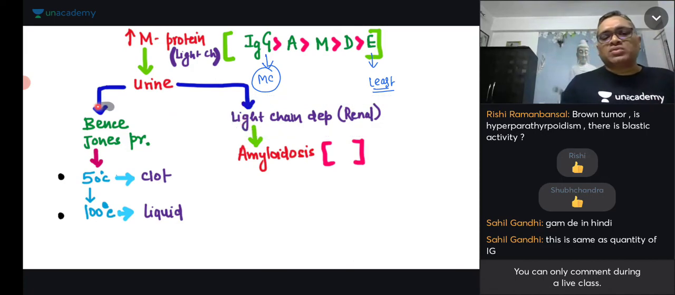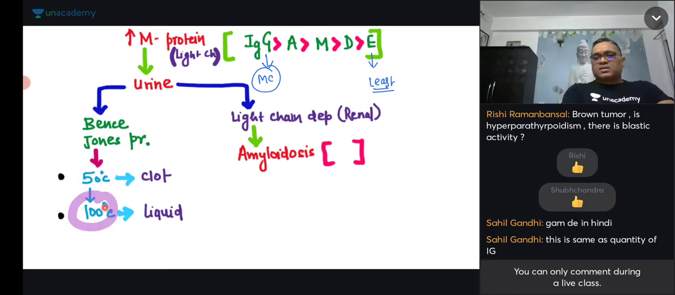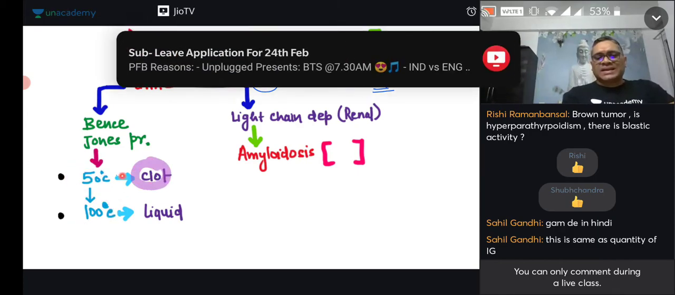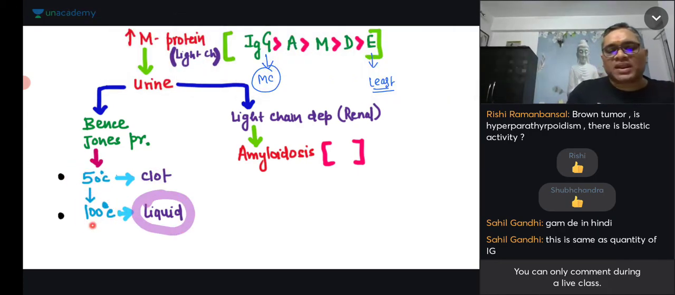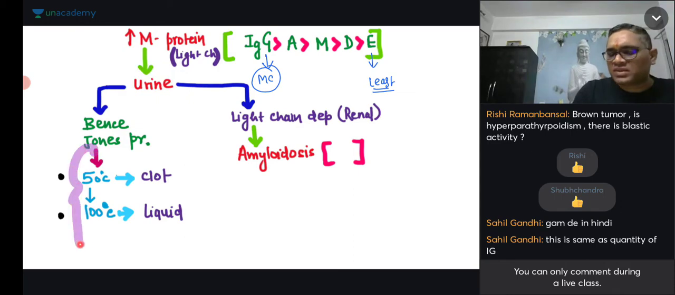So Bence Jones proteinuria, how will you identify it? That is another important MCQ which is asked. So for Bence Jones, you will do two things. You will heat them at 50 degrees Celsius and then 100 degrees Celsius. Remember like this, half century and century. Heating at half century, they will form the clot. Further heating up to 100 degrees Celsius, they will come back to the liquid state. So the examiner has asked this question: urinary protein was heated at 50 degrees Celsius, forming a clot; further heating up to 100 degrees Celsius, it redissolved, coming to liquid form. Most likely, this is Bence Jones protein.